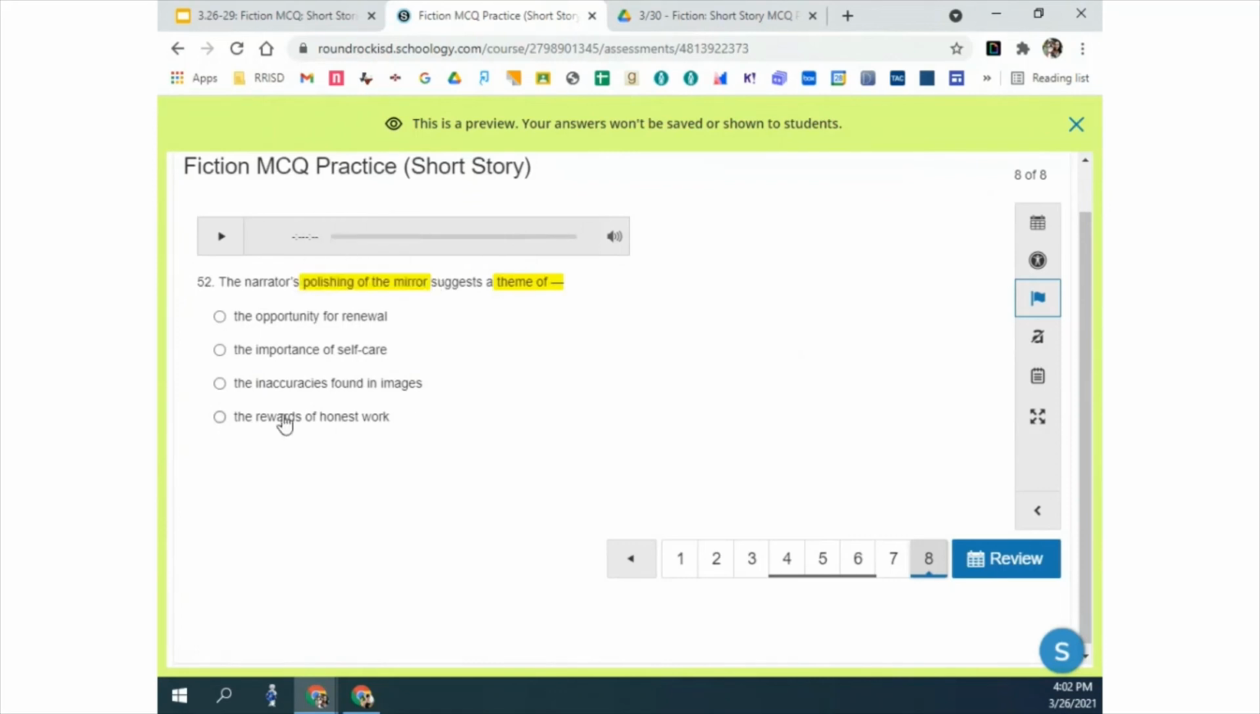And we can get rid of this one. There's no honest work in there. Inaccuracies found in images, that doesn't really relate. So you're down with these two. But ultimately, when we think of change, we think of renewal, right? And he had this opportunity to change because he looked at himself in a clean mirror. And that's the correct answer there.